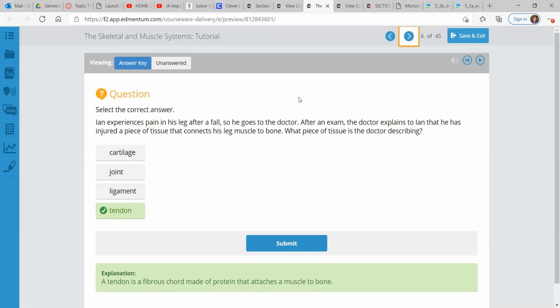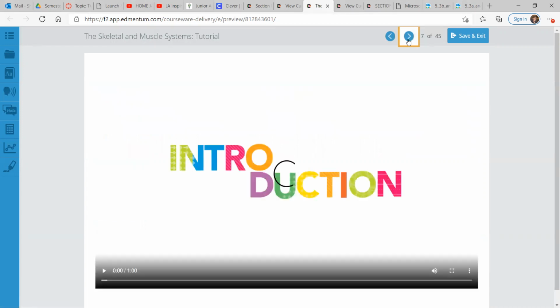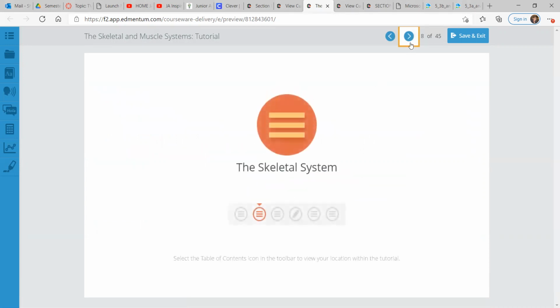And another warm-up question: Ian experiences pain in his leg after a fall, so he visits a doctor. After the exam, the doctor explains to Ian that he has injured a piece of tissue that connects his leg muscle to the bone. What piece of tissue is the doctor describing? Well, we have a choice of cartilage, joint, ligament, but tendon is the correct choice. That is a fibrous cord made of protein that attaches a muscle to a bone. And we'll learn all about that in the upcoming slides.